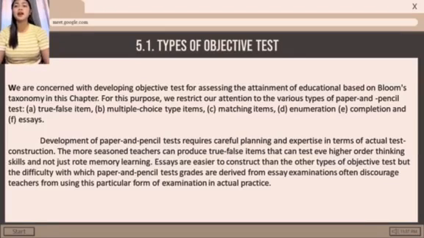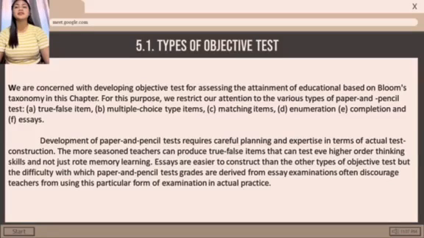So for today, I will discuss the types of objective tests. First, we are concerned with developing objective tests for assessing the attainment of educational objectives based on the taxonomy in this chapter. For these purposes, we restrict our attention to the various types of paper and pencil tests. First, the true or false item. Second, multiple choice item. Third, matching type items, enumerations, completions, and lastly, essay.